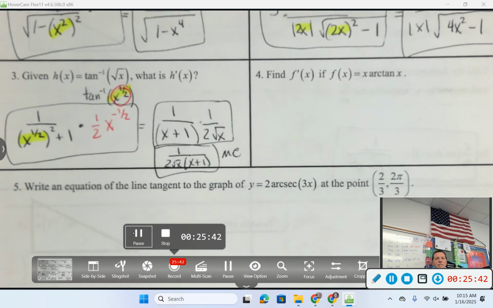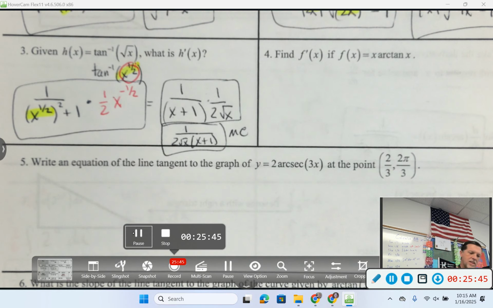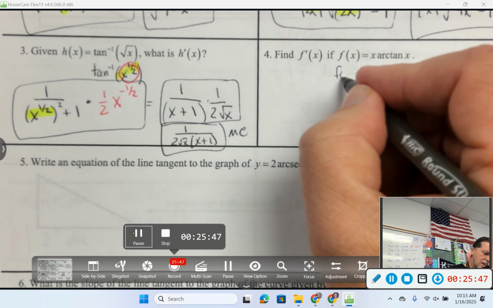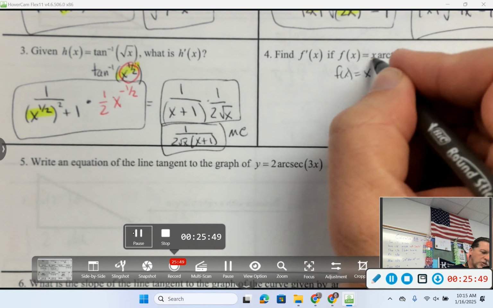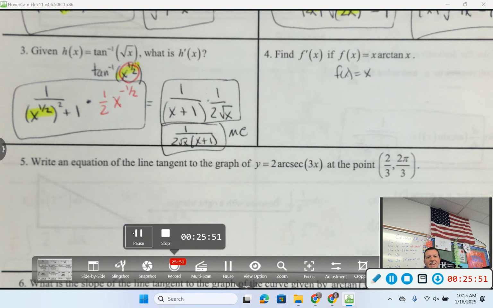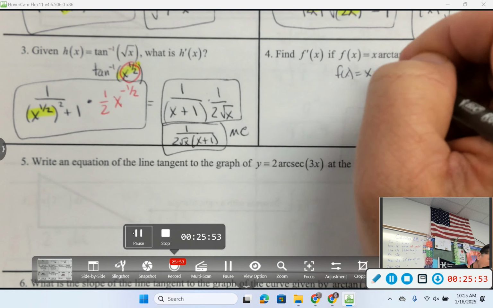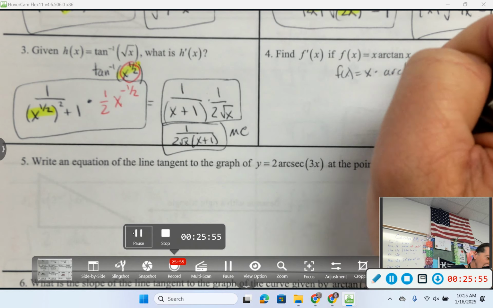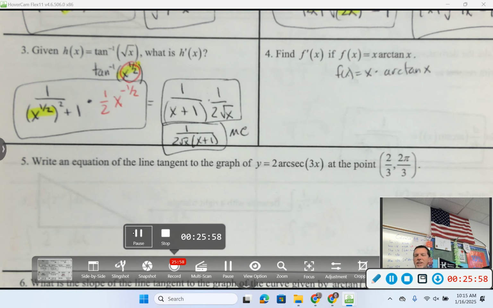What are you going to have to do on number 4? How are those two things connected there? X times arctan x. So, what rule is that going to? Product rule. So, try number 4, but definitely use the product rule.